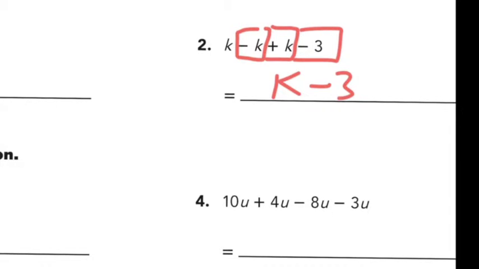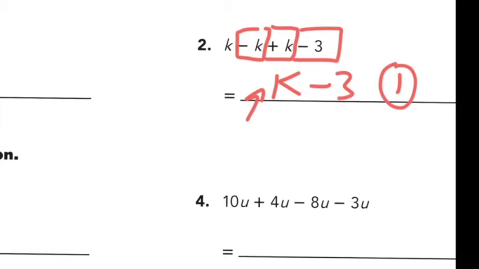Now it says, what's the coefficient? The coefficient, if you remember, is the number that's multiplying the variable. I don't see a number, so it's assumed to be 1, because think about it, you have 1k here. So the coefficient is going to be 1.